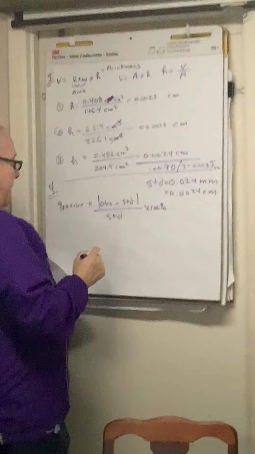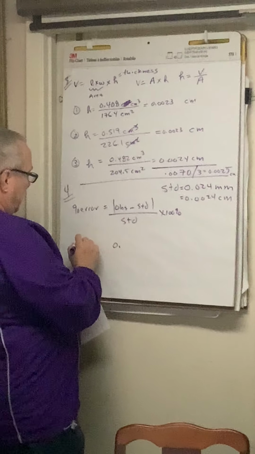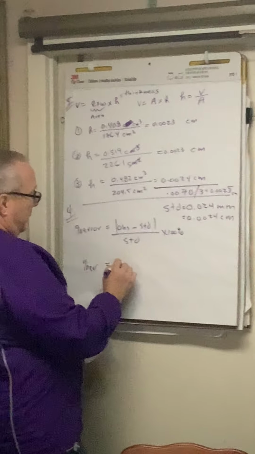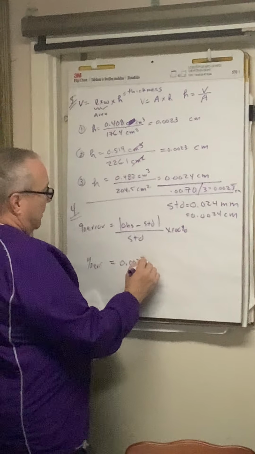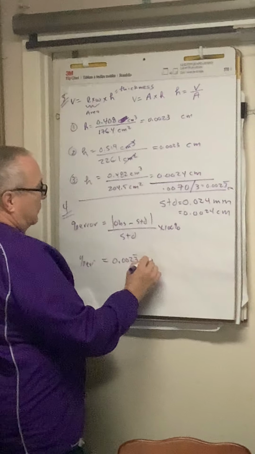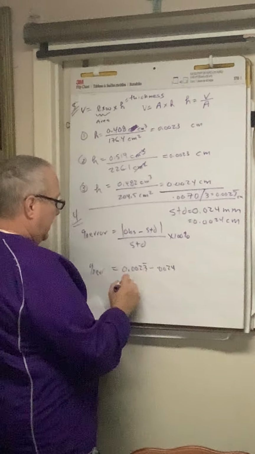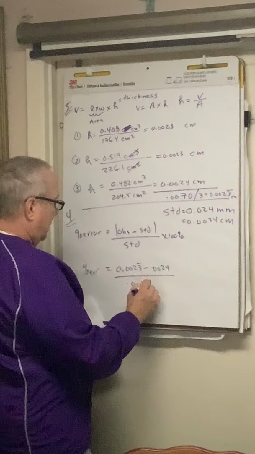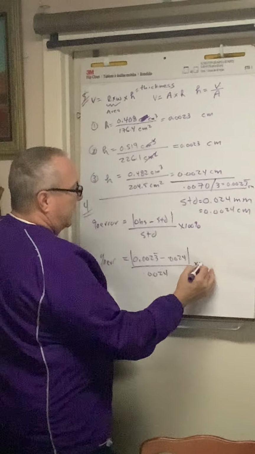So for our percent error, we observed 0.002333 minus 0.0024, and we would divide that by 0.0024, and we would ignore the minus sign, multiply that times 100.